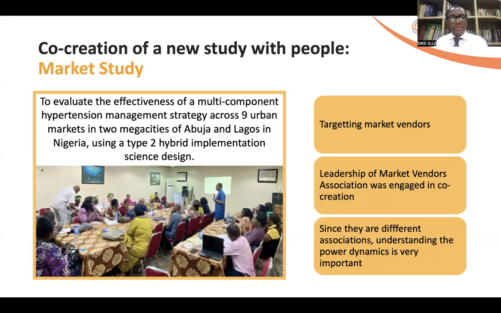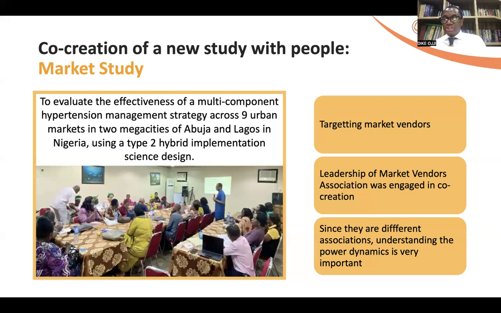And this we experienced in the co-creation of a new study, what we call the MARKET study, co-creation with relevant stakeholders, in which we want to evaluate the effectiveness of a multi-component hypertension management strategy across 9 urban markets in 2 mega cities, Abuja, which is the administrative capital of Nigeria, and Lagos, which is a commercial capital, using a type 2 hybrid implementation science design. And in this intervention, we are targeting market vendors because of the sedentary life, because of the time tied up in the marketplace and not having time to, for example, do medical checks like checking their blood pressure, blood sugar, and so on and so forth.